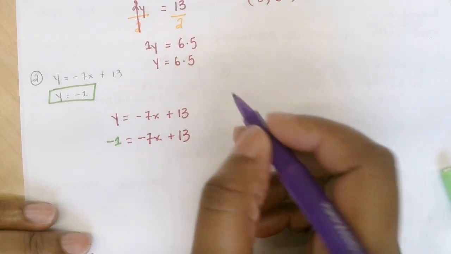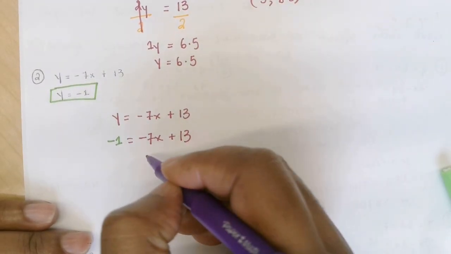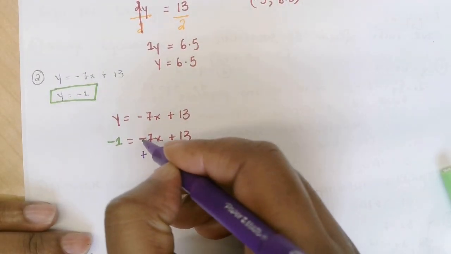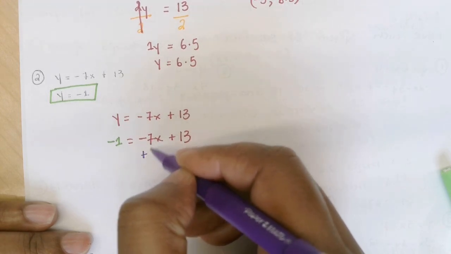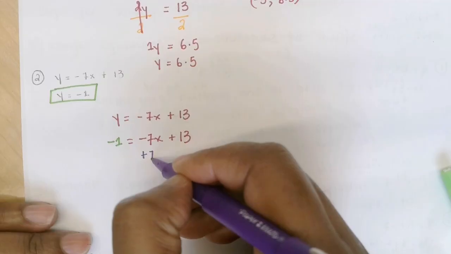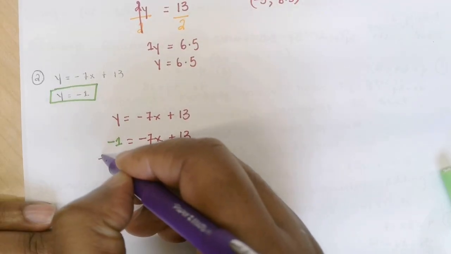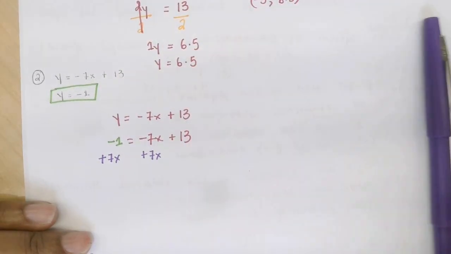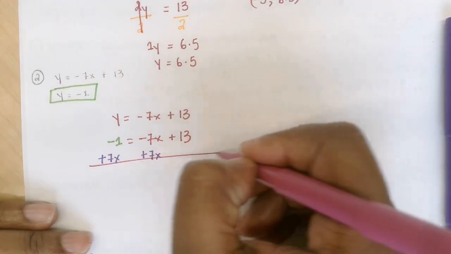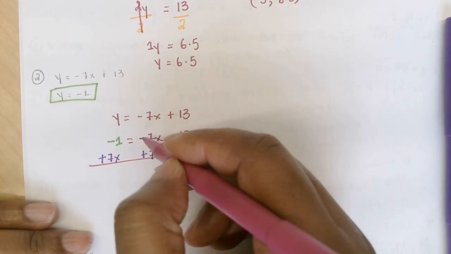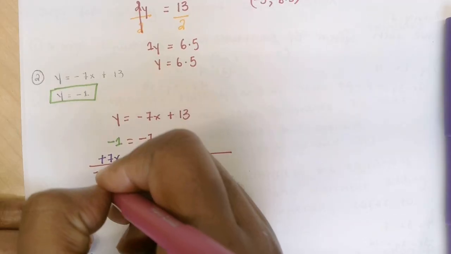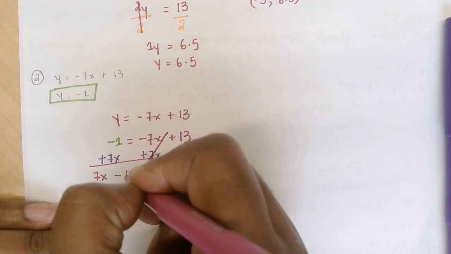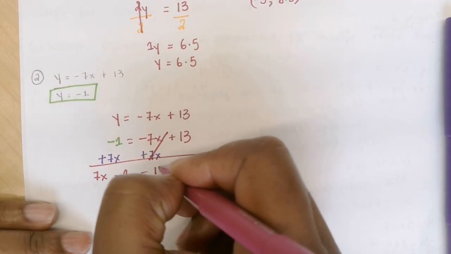Okay, so I'm going to say plus 7 because this is a negative, so I have to do an opposite sign to move it. Plus 7 on the other side, plus 7. 7 minus 7 is 0, so this cancels. And I'm left with 7x minus 1 equal 13.